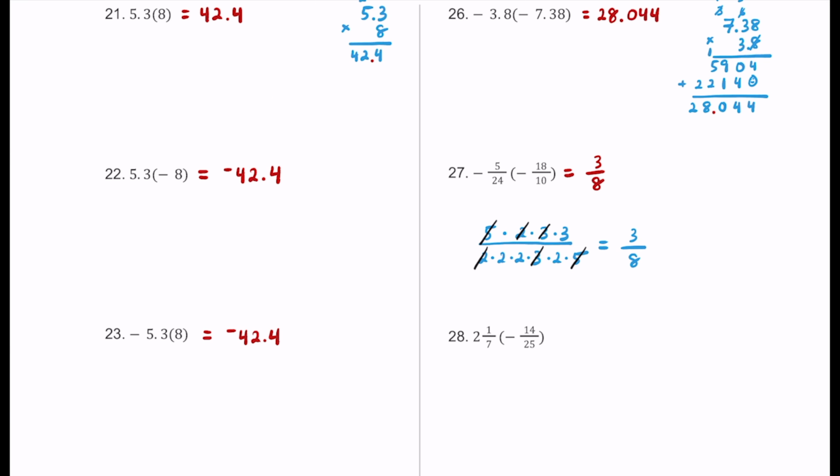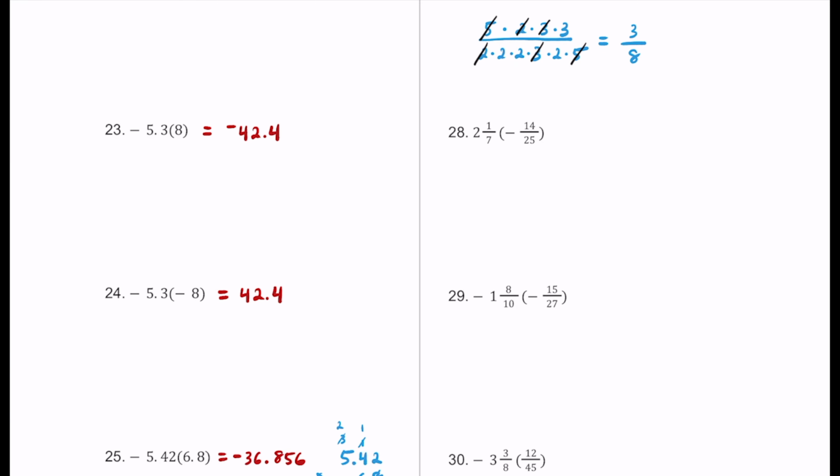Okay, moving on to number 28, we have this positive 2 1/7 multiplied by this negative 14/25. So if we go ahead and turn this mixed number 2 1/7 into an improper fraction, 2 times 7 is 14 plus 1 is going to be 15. So rewriting this using one fraction bar here, this is going to be 15 over 7, and we're multiplying this by 14 over 25.